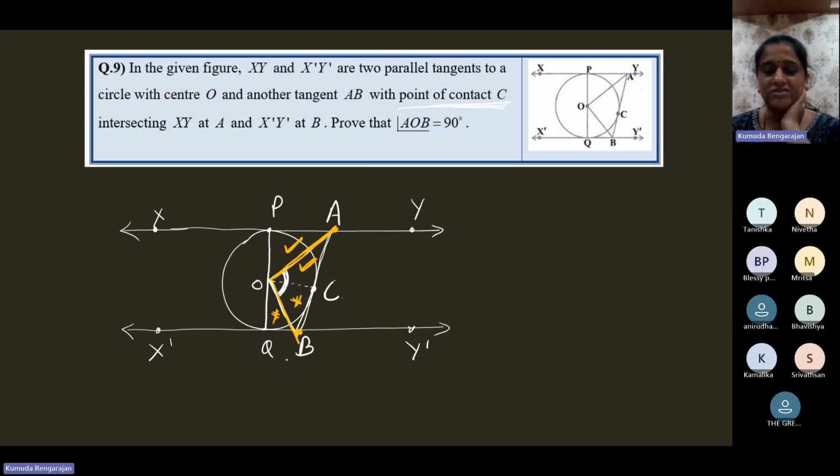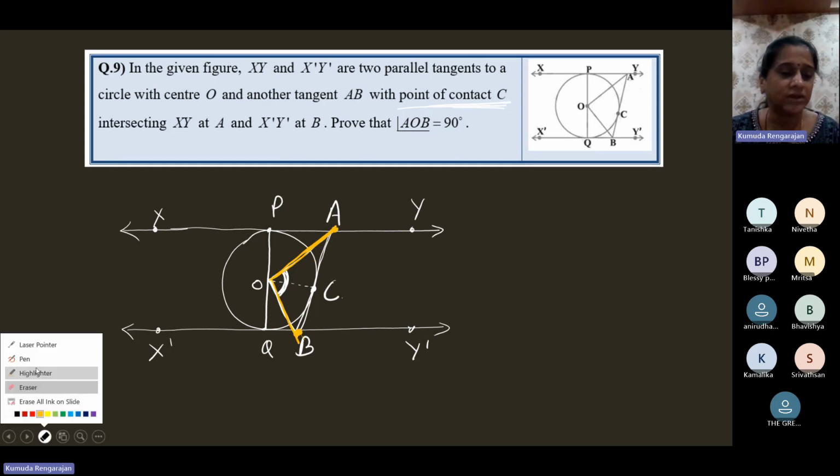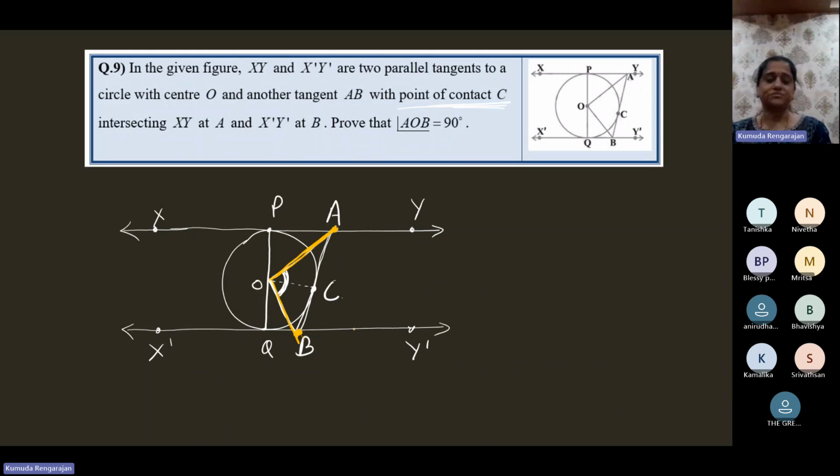A is an external point. OA is connecting the center and the external point A. On either side of OA, we have two triangles. Show that those two triangles are congruent to each other. In the same way, B is an external point. OB connects the center and the external point. On either side of OB, we have two triangles. Show that these two triangles are congruent to each other. You have a lot of information, so you can use different congruence rules. So show that they are congruent.